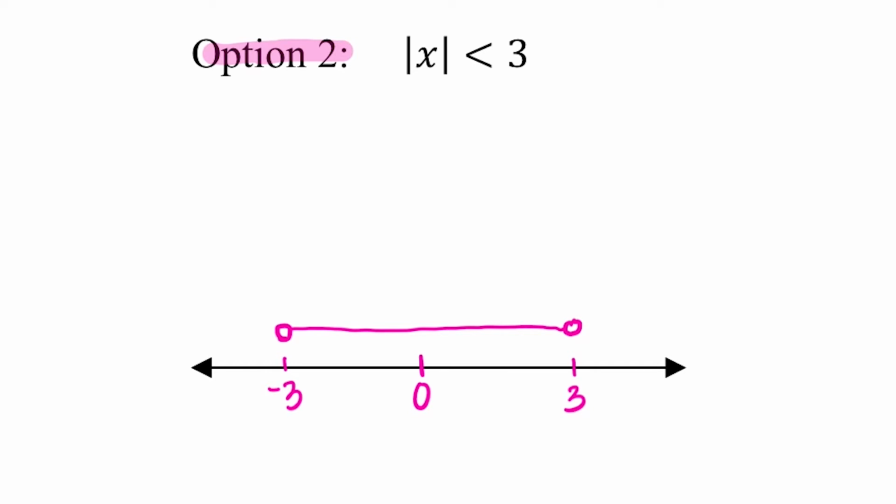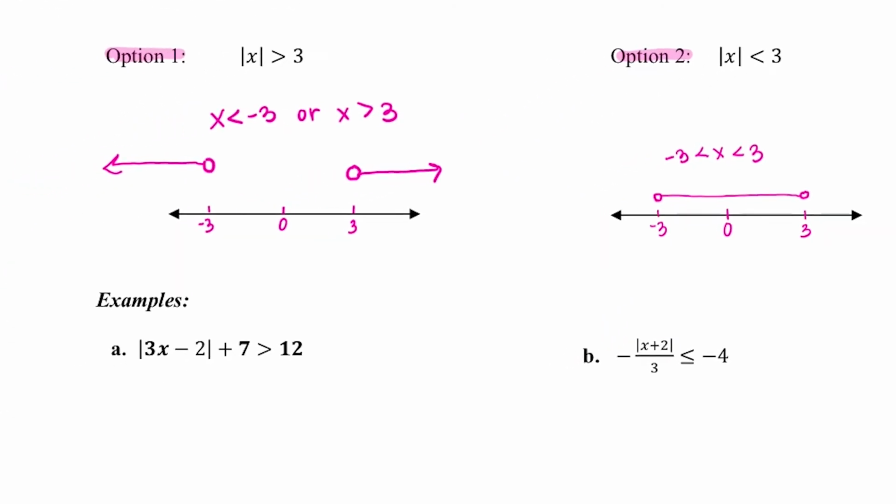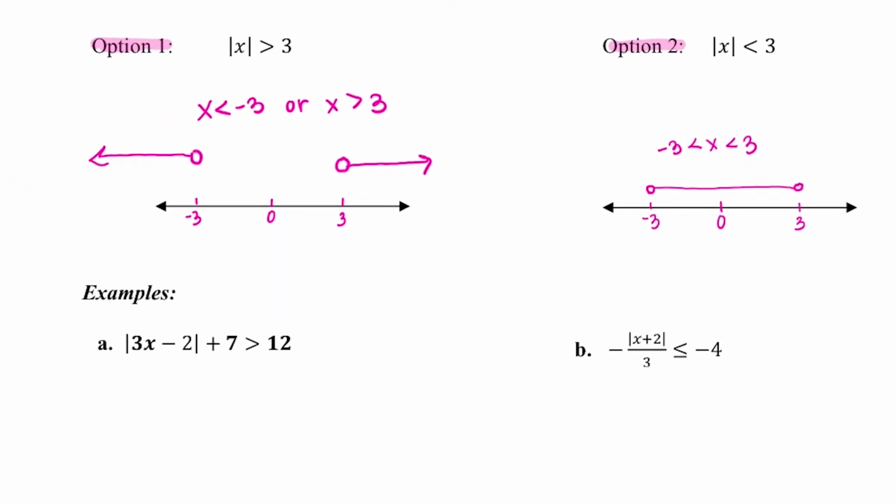So my distance from 0 could be 2, or it could be 1 in the negative direction, but it's less than 3. So it's somewhere in between negative 3 and 3, which means the answer would be negative 3 is less than x is less than 3. So we're going to look at an example with each of these, a greater than and a less than.